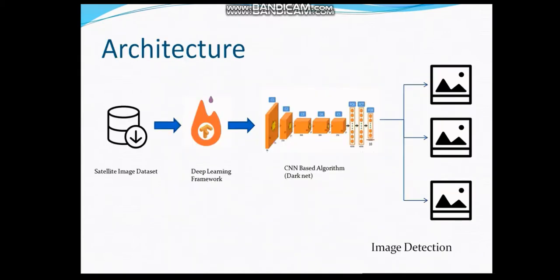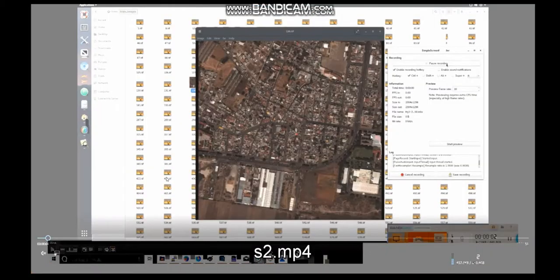This is the workflow. The satellite image dataset I'm using is XView, and I'm using a deep learning framework called PyTorch, with a detection algorithm based on the CNN. We have many convolution layers here, and finally we get the images with the objects detected, along with their bounding boxes. Now let's see the results in the video, how I did it on the server side.